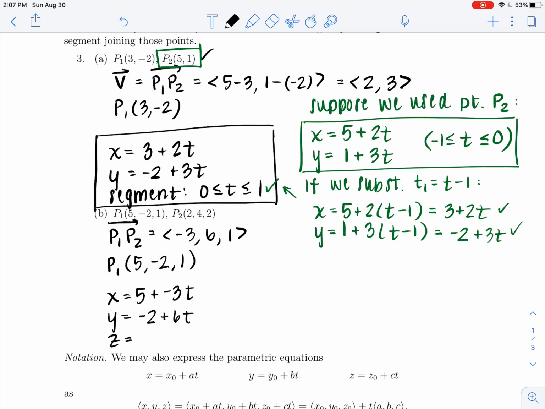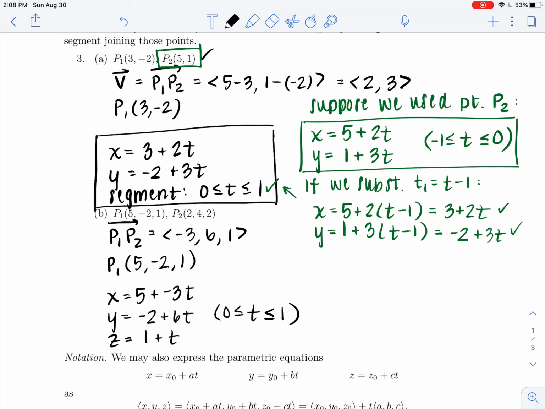Similar for z. And then go ahead and tack on your restriction for t. So if I plug in 0, I get 5, negative 2, 1. It's whatever point you started with is what your 0 value will be. And then to get up to P2, you can plug in 1.